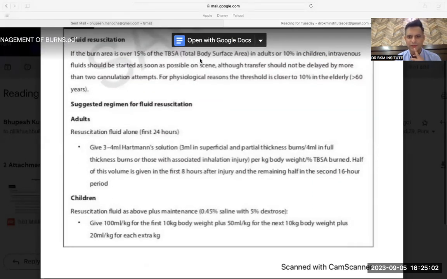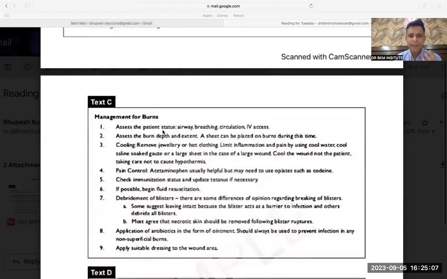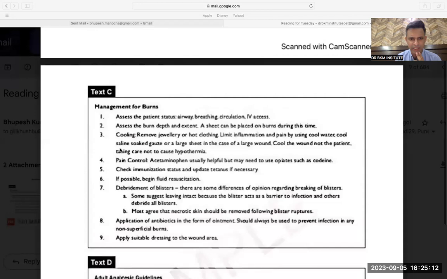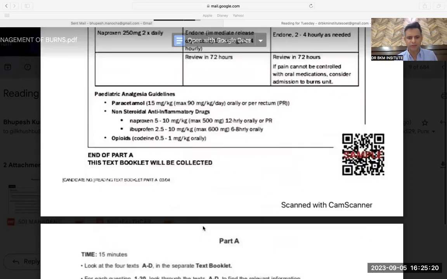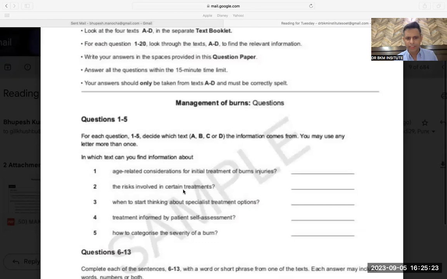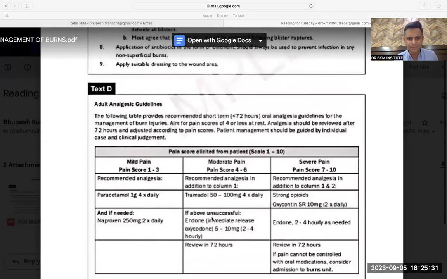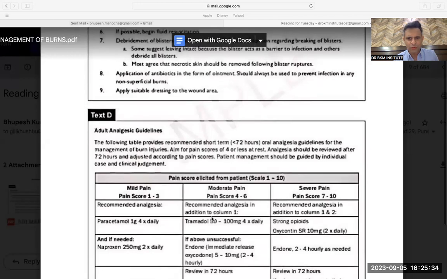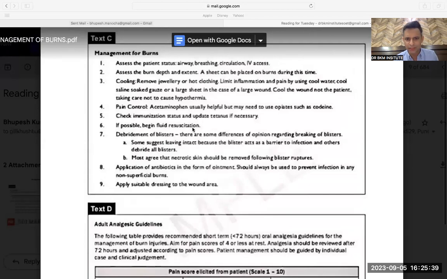If the burn area is over 50%, or adult 10%, so it is talking about children and adults only. Management of burns. Management means treatment of burns. So: assess the patient, airway, cooling, assess the burn, pain control, immunization, debridement, blisters, application of antibiotics, suitable dressing. There was a question about the risk involved, and when to start thinking about specialist treatment. Patient self-assessment is not here. Are there any kind of risk over here? No, I cannot see any risk.